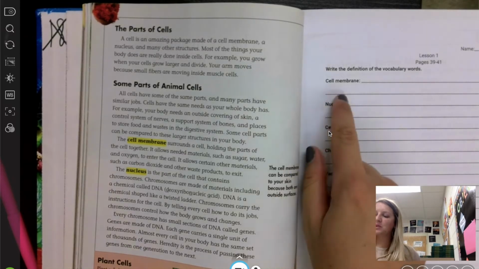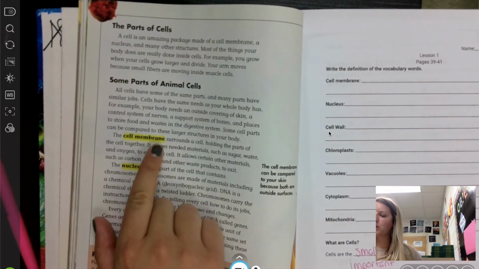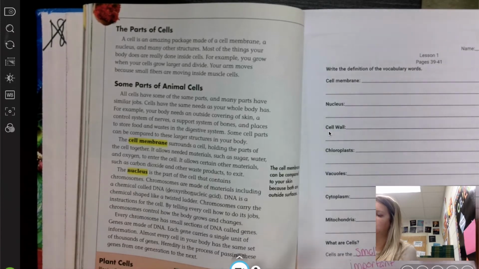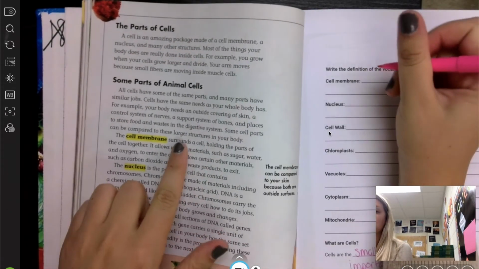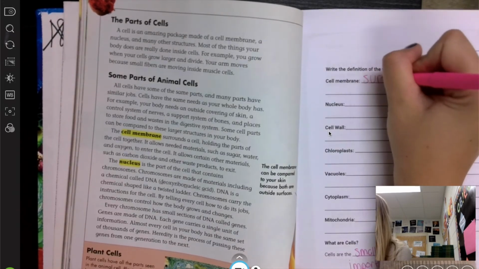Okay, so this is my first vocabulary word, so I want to know what this is. The cell membrane surrounds a cell, holding the parts of the cell together. So the cell membrane kind of works as glue. It surrounds it and it holds it together so that it stays in place. So I'm just going to take it straight from the book. A cell membrane surrounds a cell.